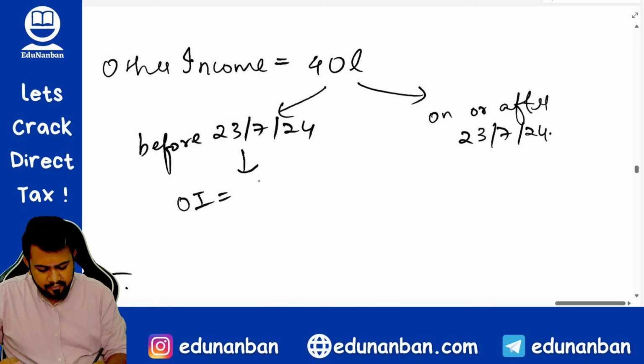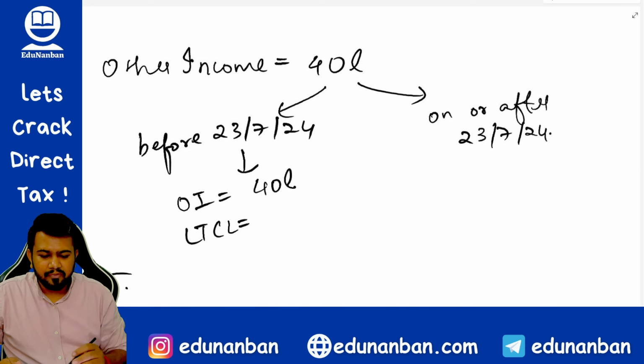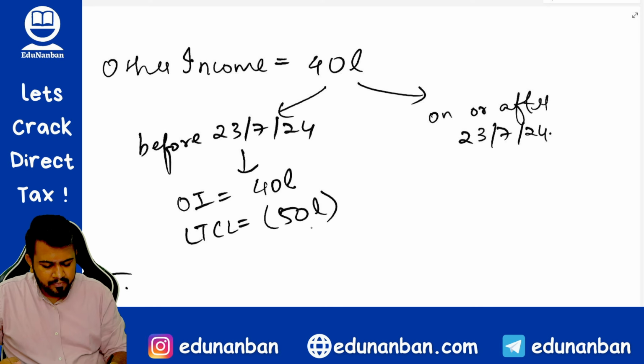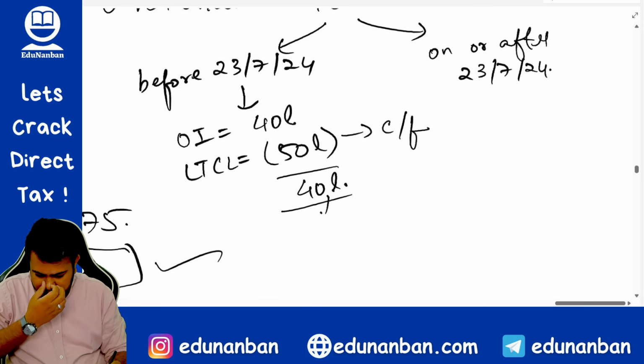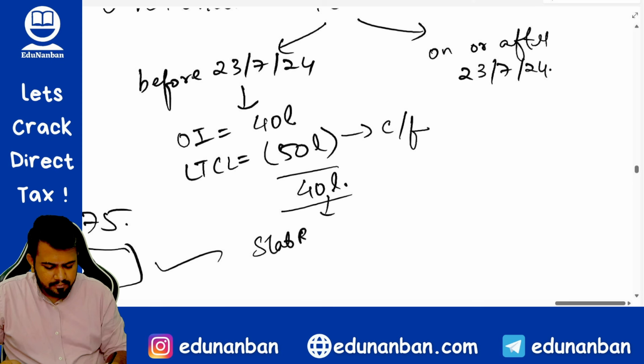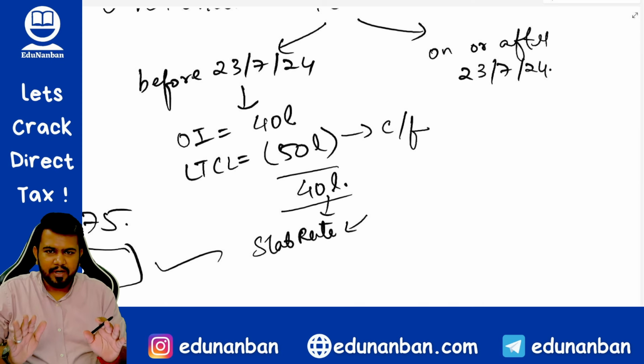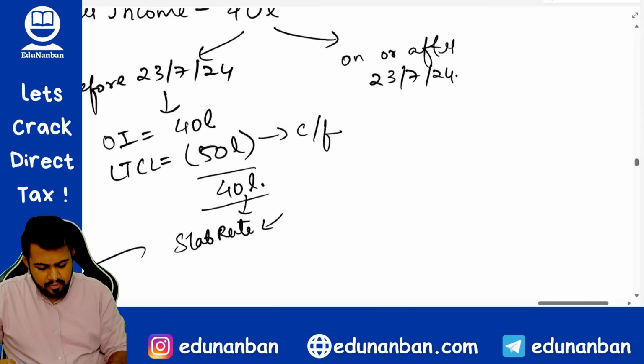Other income will be, let's say, 40 lakhs. Long term capital loss will be minus 50. You cannot set off both with each other, hence this will be carry forward. So the total income will be how much? 40 lakhs, and you will calculate the slab rate on 40 lakhs. You get my point? Very clear.